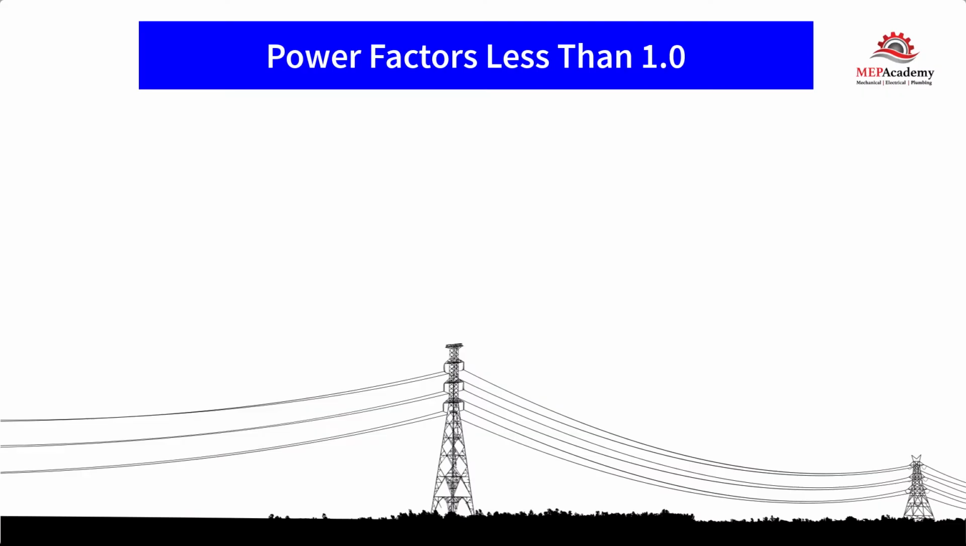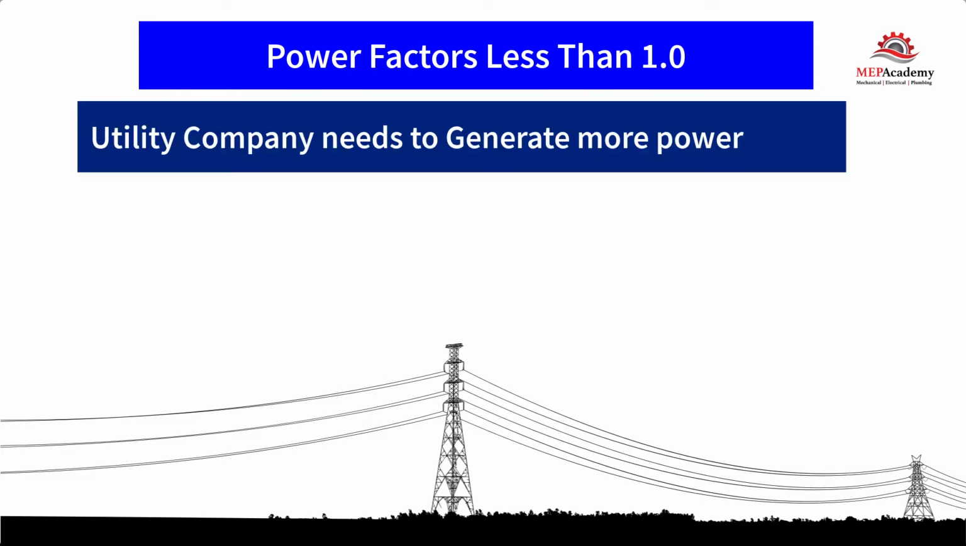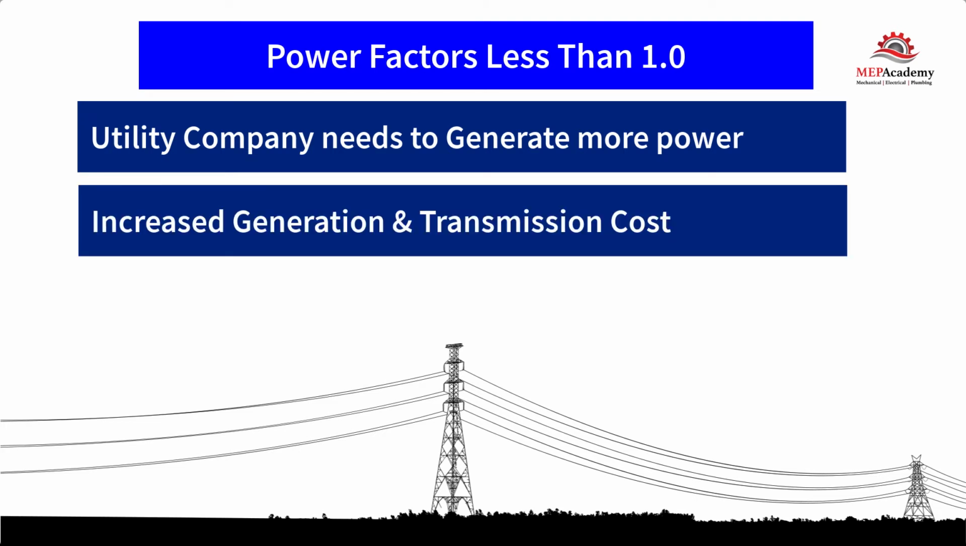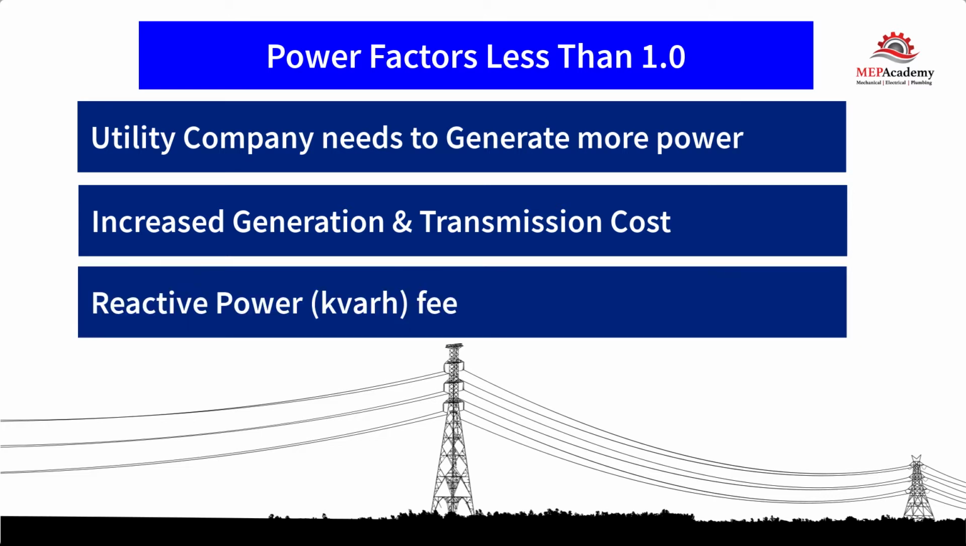Power factors that are below 1.0 cause the utility company to generate more power to meet the demand. This causes an increase in the generation and transmission cost, which is passed on to the customer in the form of a reactive power, kvar fee, or a percentage surcharge on their utility bill.